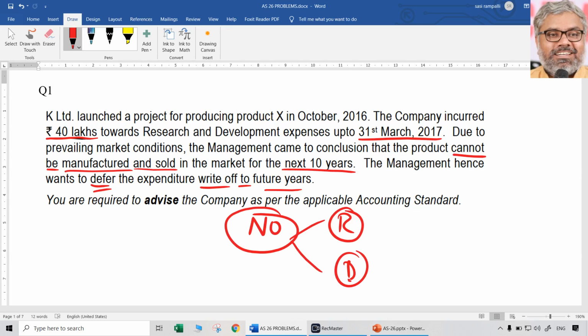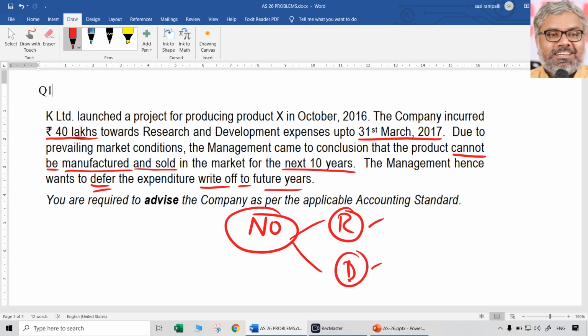For that you have to substantiate your answer. You cannot just write no, you have to write the provisions related to AS26. Research expenditure has to be anyway charged to the P&L. Development expenditure also should be charged to the P&L unless and until the asset recognition criteria are met.